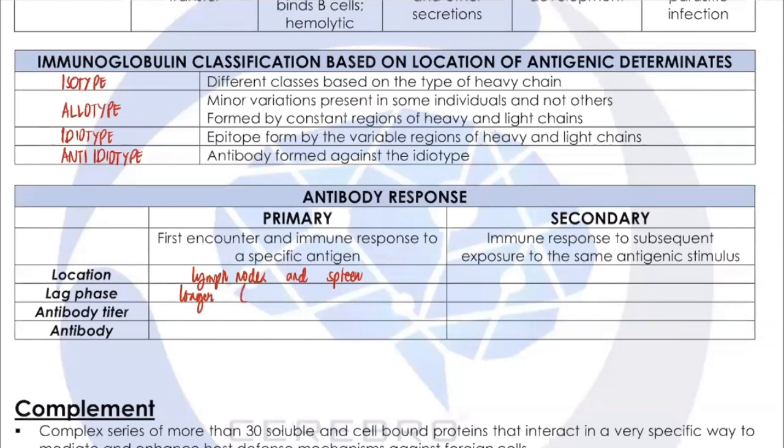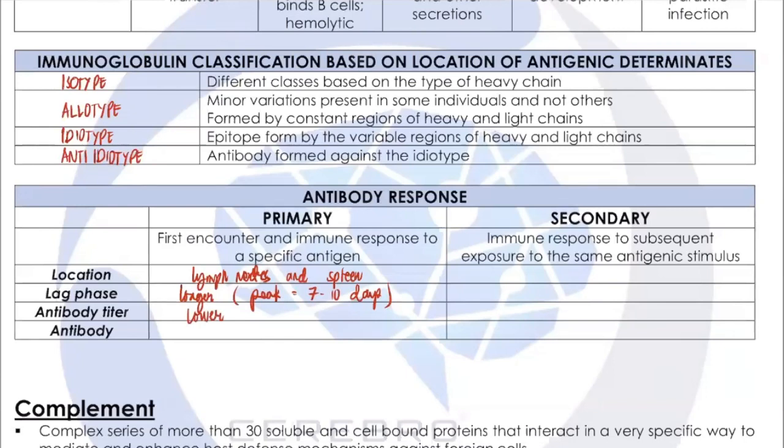Usually, your antibody production peaks, in the lymph nodes. Usually, the antibody production peaks after 7 to 10 days. So the lag phase is long. And of course, the antibody titer is lower.